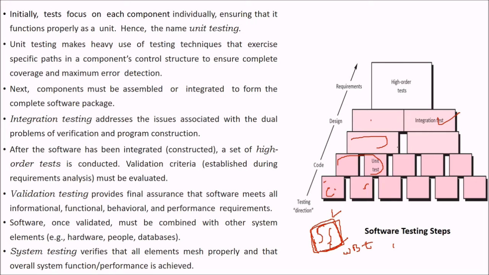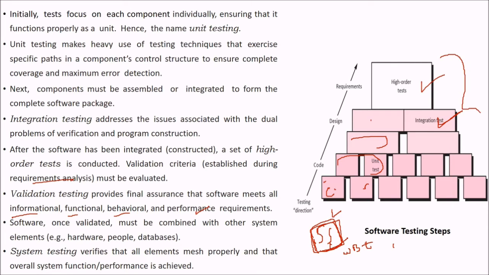And after the software has been integrated, that is, you have constructed it, there are a set of high-order tests which are to be conducted here. And there are certain validation criteria which we established during the requirement analysis. We need to evaluate that. So validation testing is the final assurance that software meets all its informational, functional, behavioral and performance requirements. So you validate for functional as well as non-functional requirements.